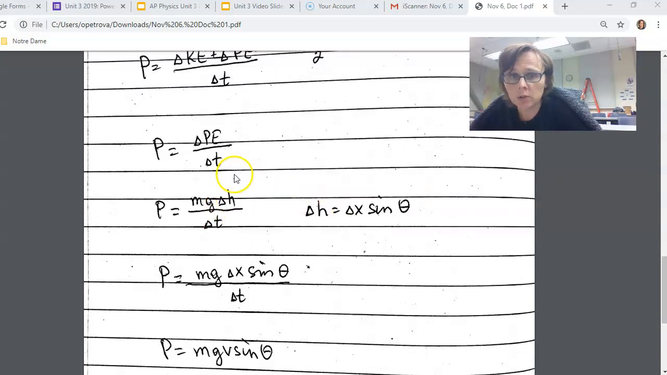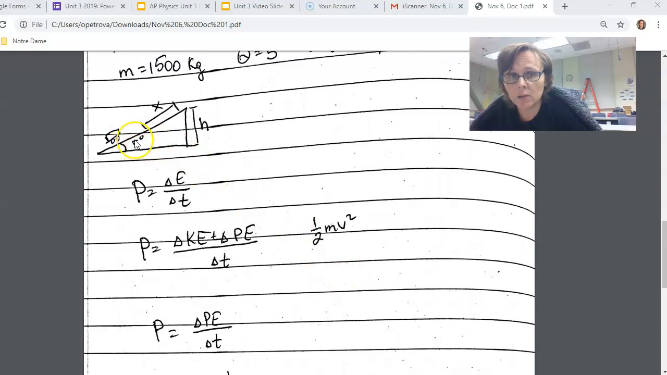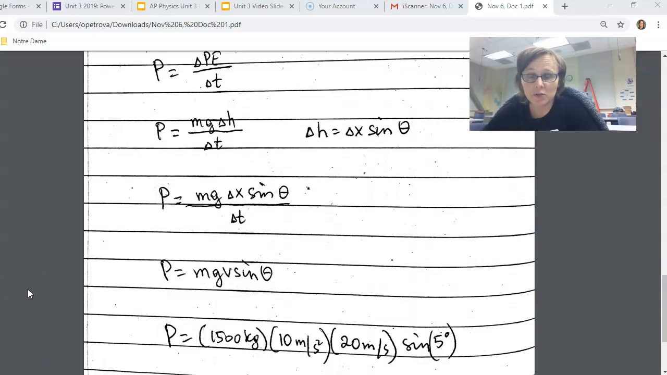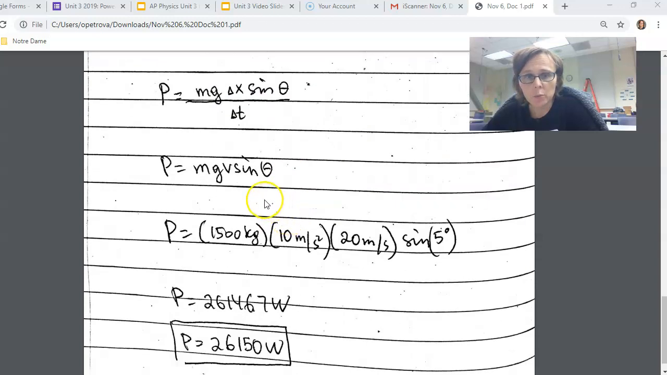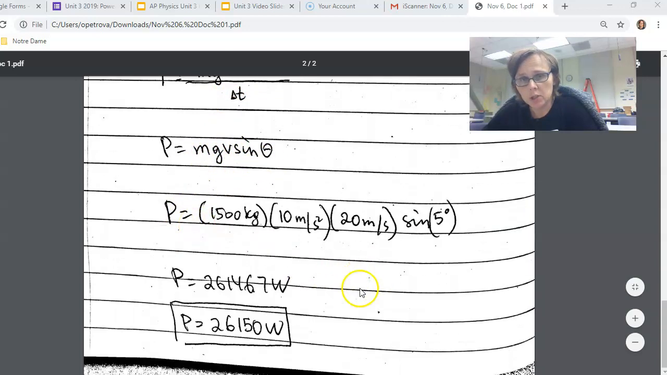We don't know the vertical distance h, but we can express it using the sine of the angle and the inclined distance. Therefore, if we write the change of the vertical distance as delta x times sine theta, we can finally get to our velocity, because we know our velocity, which is delta x over delta t. So we can substitute it into the formula and we can calculate the power, which equals 26,150 watts.